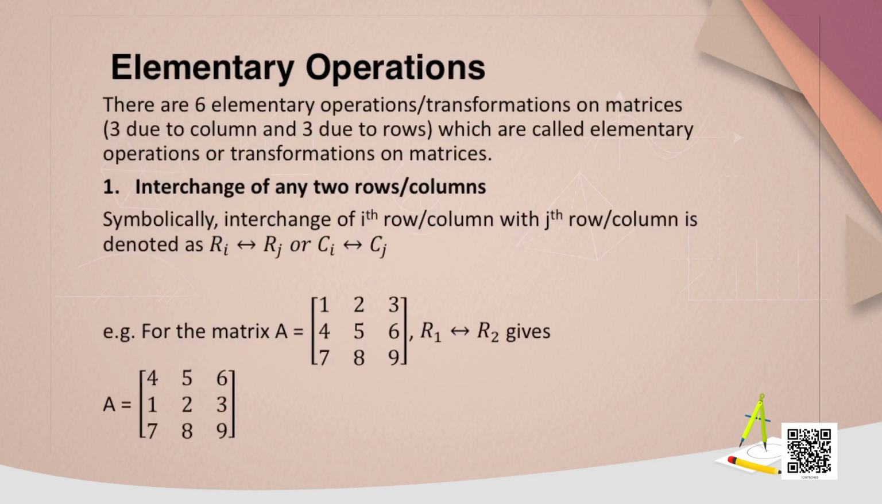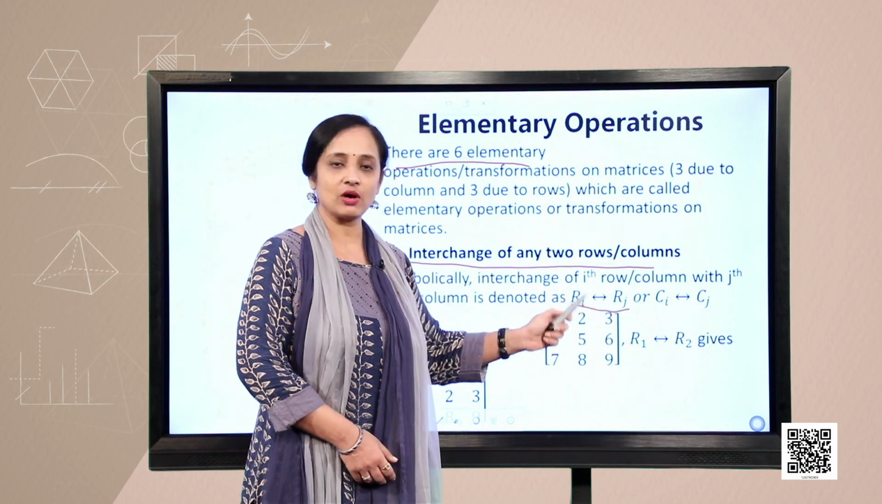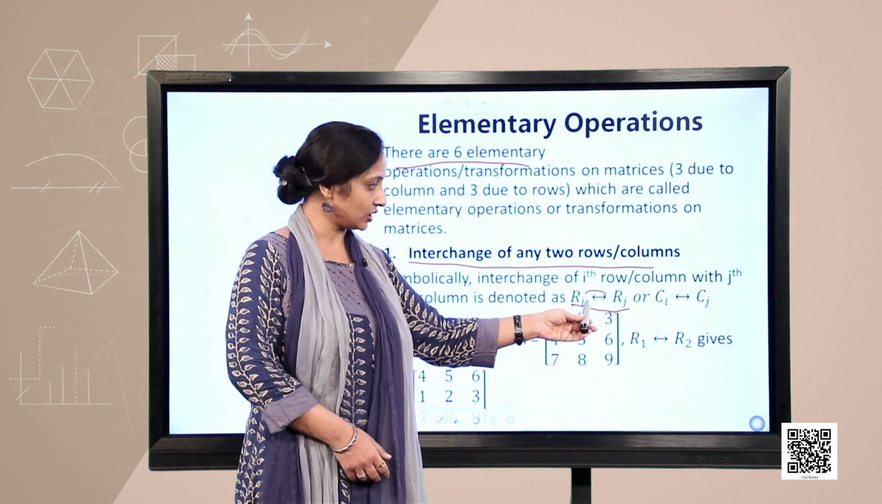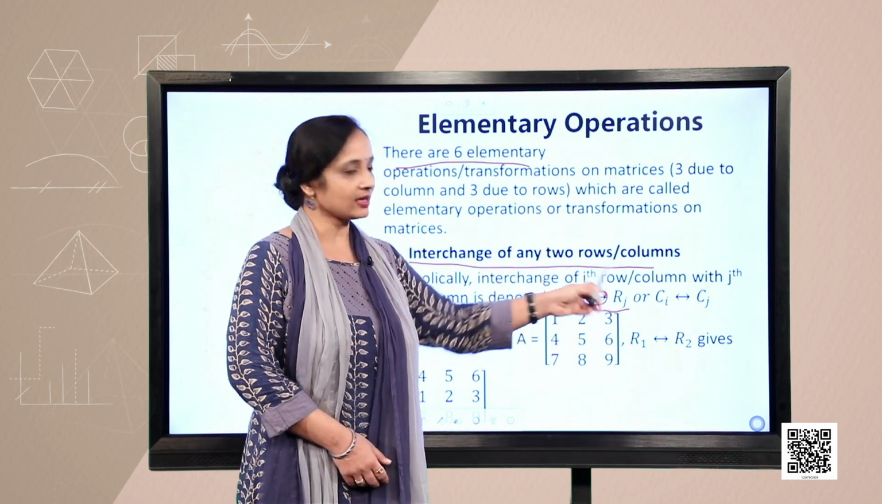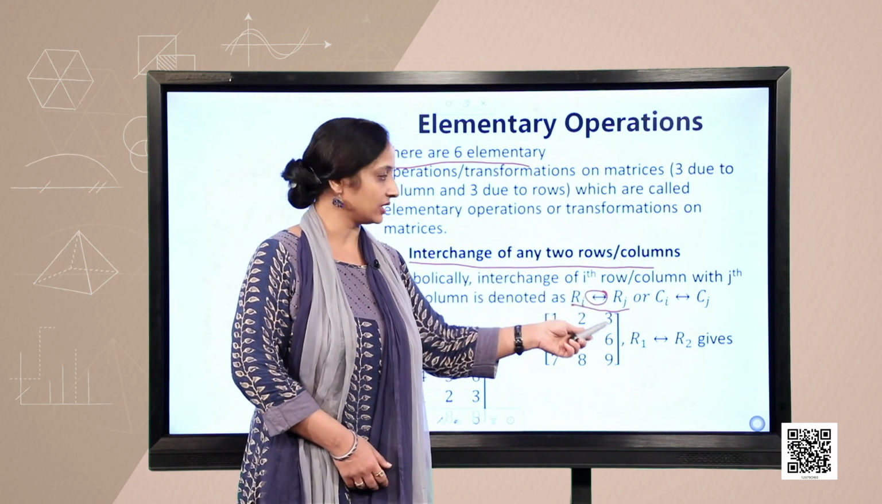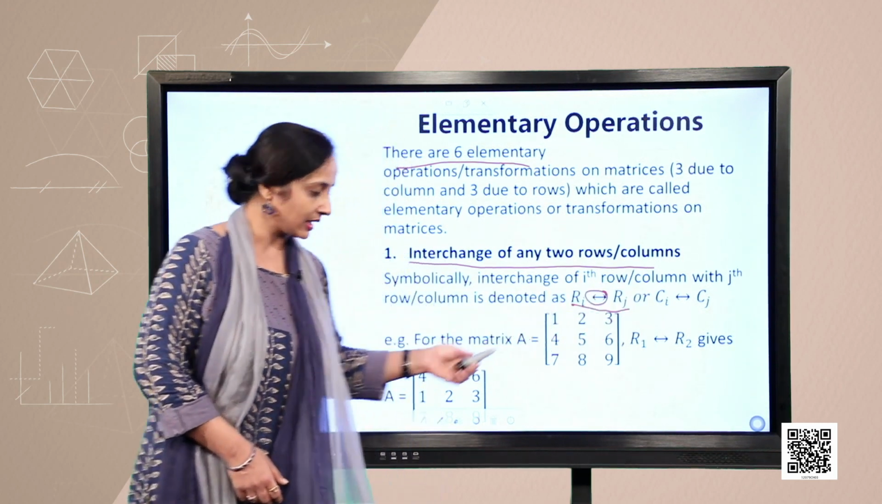Elementary operations are, basically there are 6 elementary operations. 3 are arising due to rows and 3 are due to columns. So first is interchange of any 2 rows or columns. This is denoted by Ri changes to Rj. You can check this notation, basically double-headed arrow. So this says that Ri and Rj are going to be interchanged. Similarly, columns I and J are also going to be interchanged.